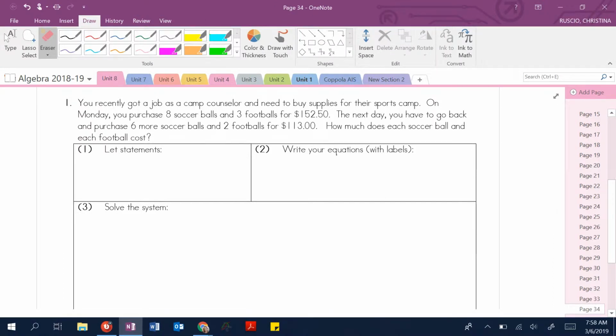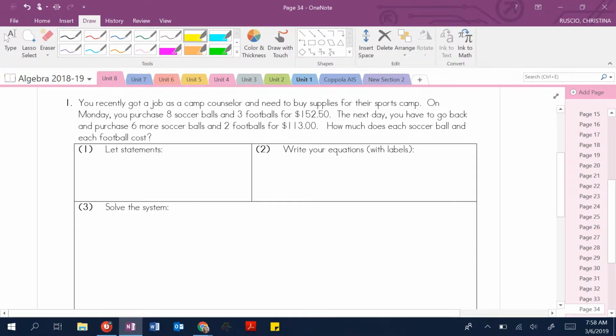Okay, so first off, I know I'm looking at how much does each soccer ball and each football cost? Those are our two unknowns right there. Now, when we want to give them variables, I'm just going to use x and y. So let's let x equal the cost of 1 soccer ball. And let's let y equal the cost of 1 football.